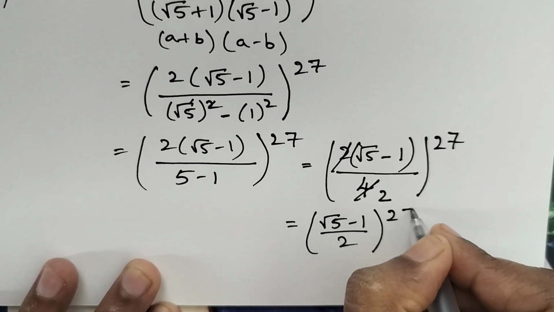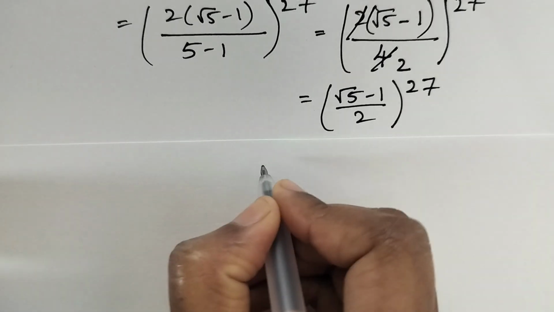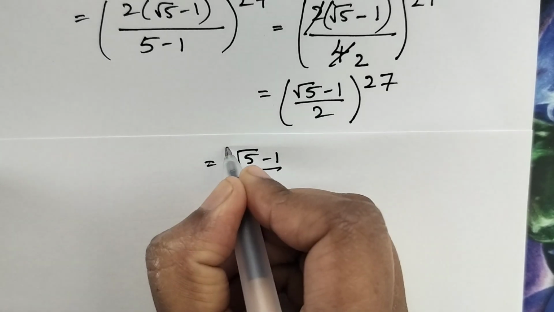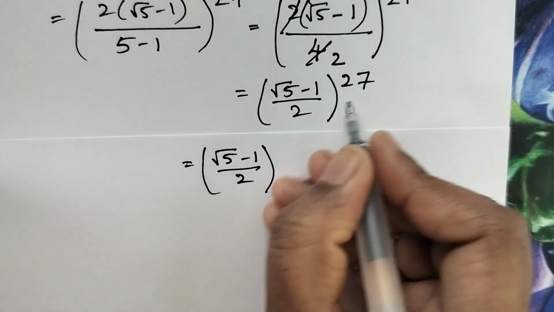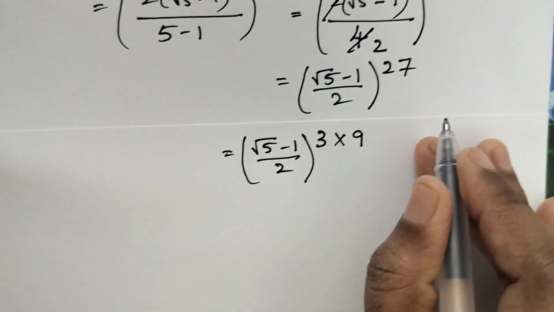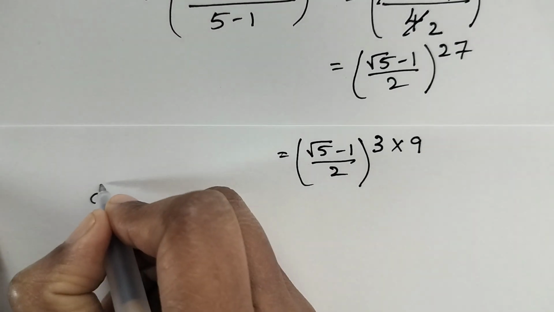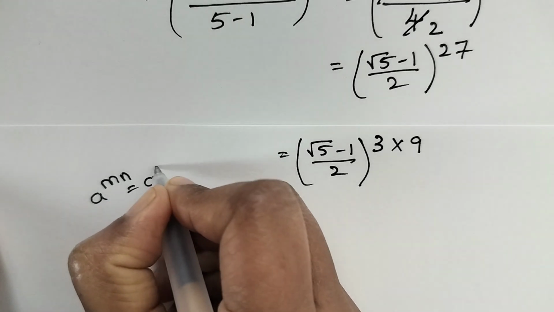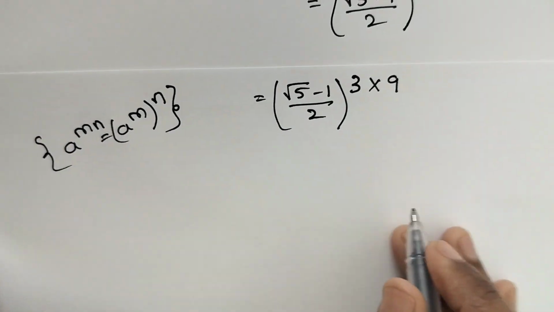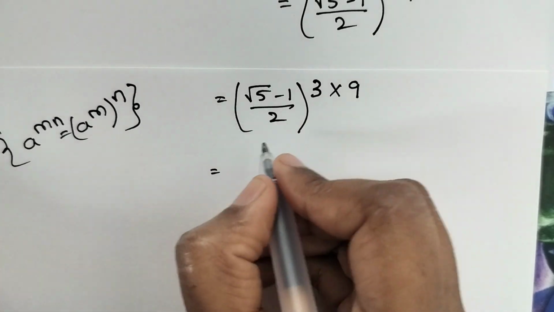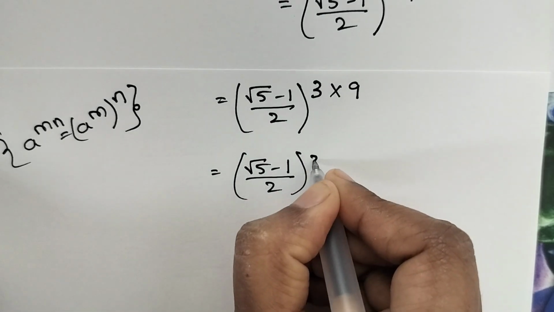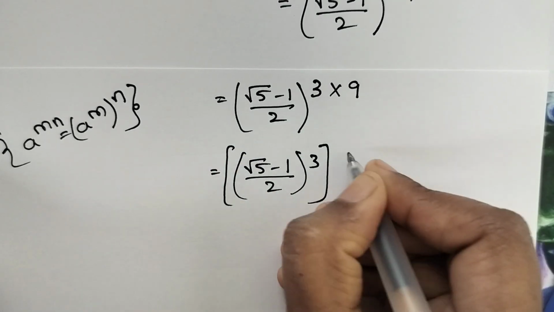Now we can write the square root of 5 minus 1 divided by 2, whole to the power of 27. Here we have 27, and we can write this as 3 times 9. Now we can apply this formula: a to the power of m times n is equal to a to the power of m, whole to the power of n. Here we can write the square root of 5 minus 1 divided by 2, whole to the power of 3, whole to the power of 9.